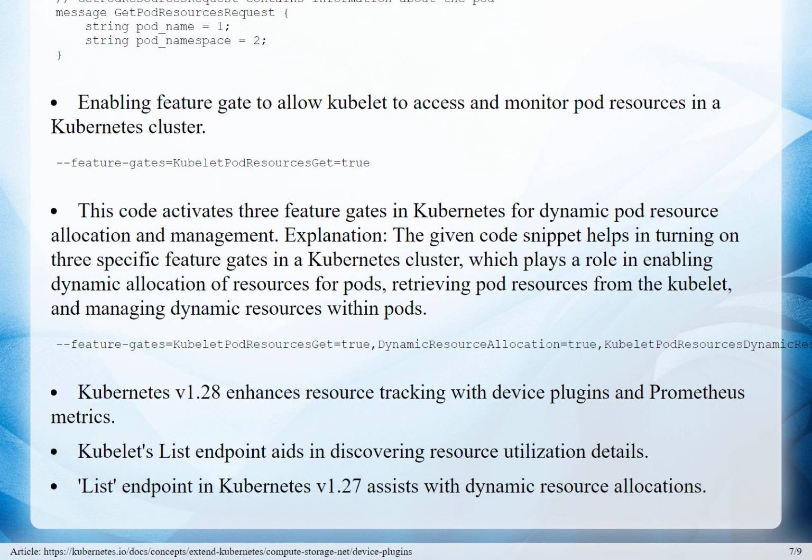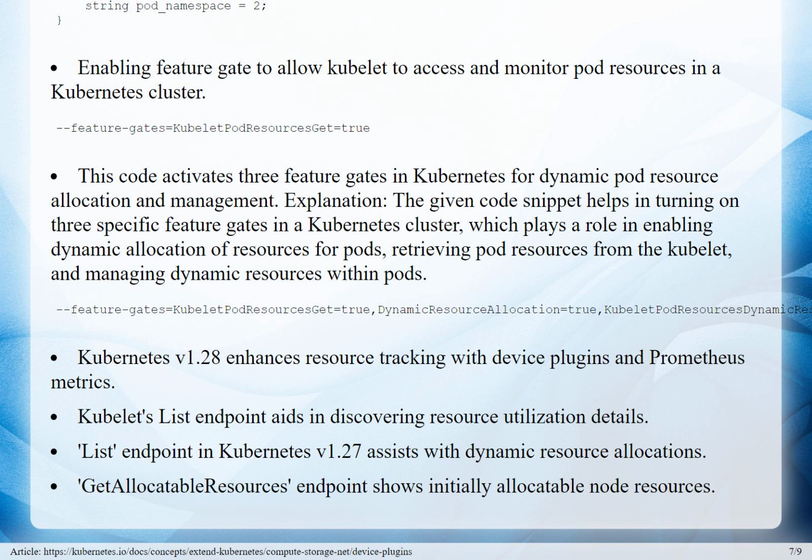In Kubernetes version 1.27 and beyond, the list endpoint can also provide insights on resources allocated via resource claims, influenced by the Dynamic Resource Allocation API. This requires initiating kubelet with specific flags and identifies exclusive CPU allocation for individual containers.